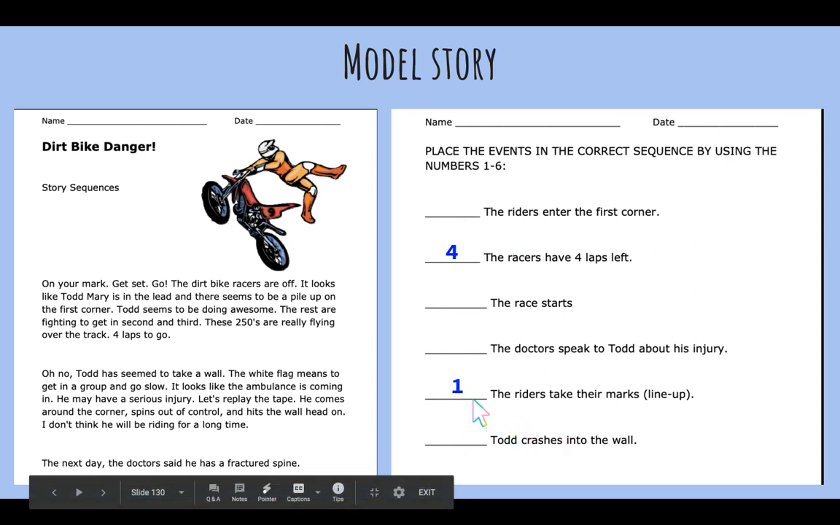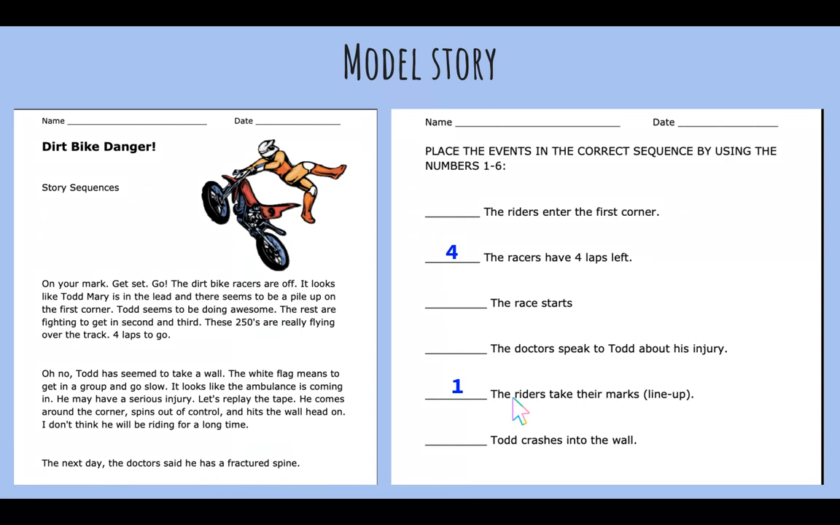If you said the riders take their marks so they line up, you were correct, because they've got to line up before they can just take off and start racing. So that's the very first thing that happens. So what happens next, I wonder?